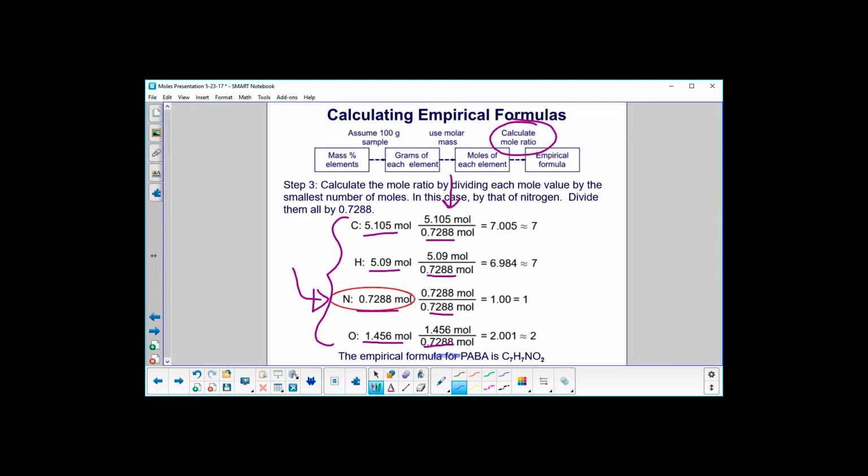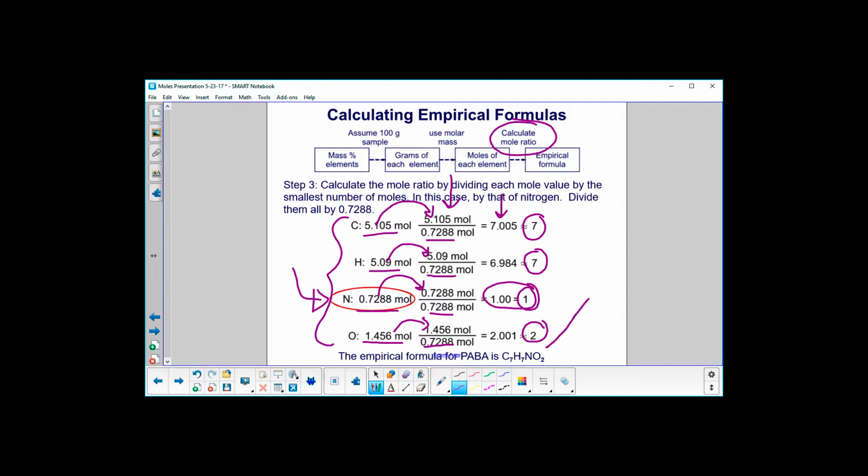We then take the moles for each one of the elements. So here's carbon, put 5.105 there. Hydrogen goes over there. Nitrogen goes here, so that's easy. That's going to divide out and get 1. And oxygen comes here. You divide out, and notice you do not get an integer. You get pretty close, so we're just going to go ahead and round that up or down depending on which integer it's closest to. And carbon, we come up with 7, hydrogen 7, nitrogen 1, because dividing a number by itself gets 1, and here's oxygen.